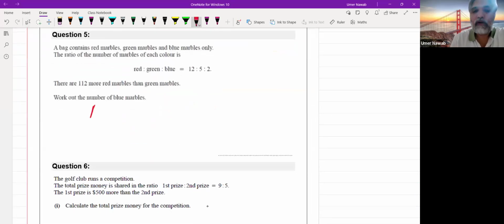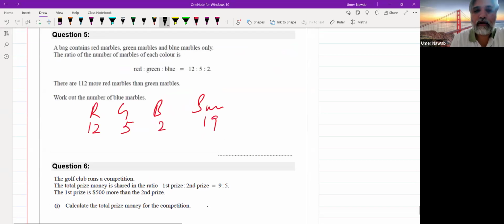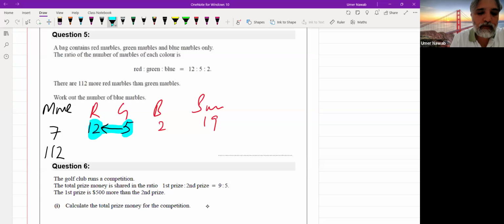Now, red, green, blue, and sum. Red is 12, 5, 2, sum is 19. Did you see that from 5 to 12, how much more it is from green to red? How much more it is? It is 7 more. 5 to 12 is 7 more. And he said in numbers, how much more it is? 112. Basically, from 5 to 12, it is 7, but he gave you the number 112.